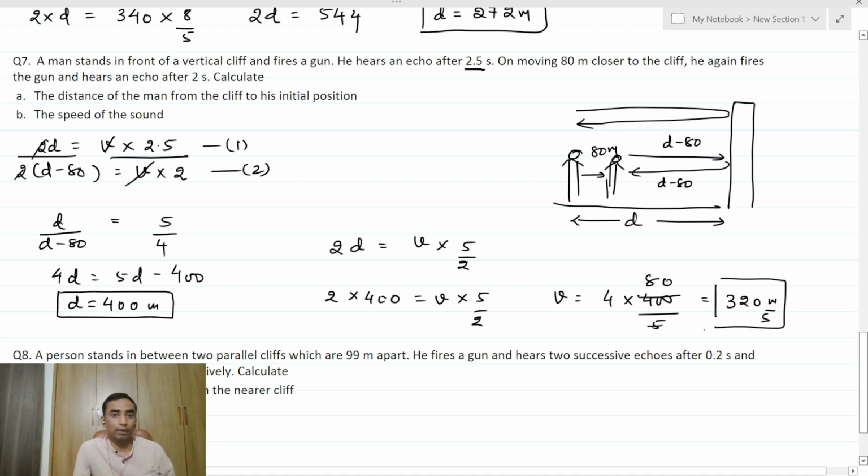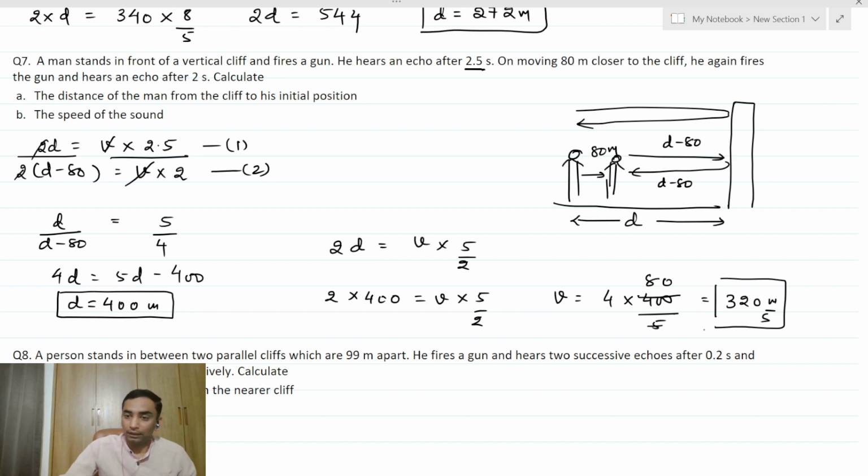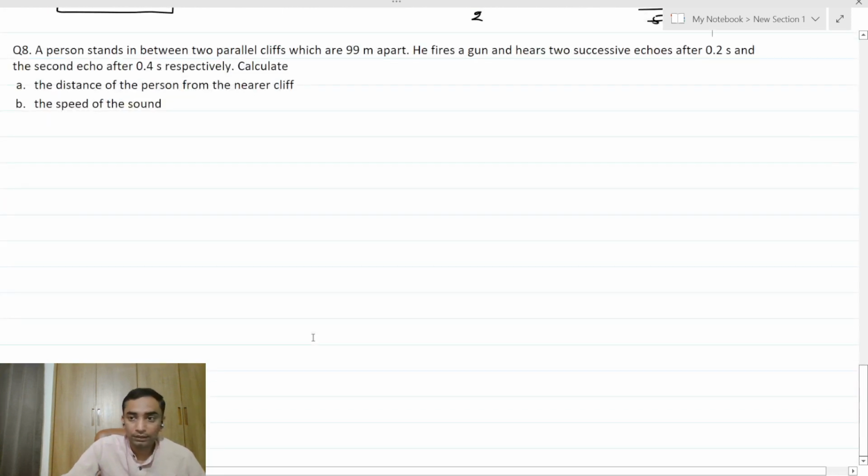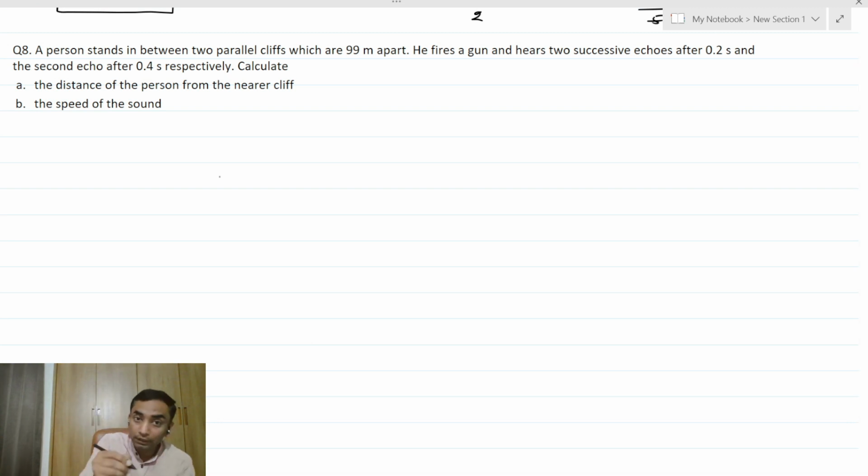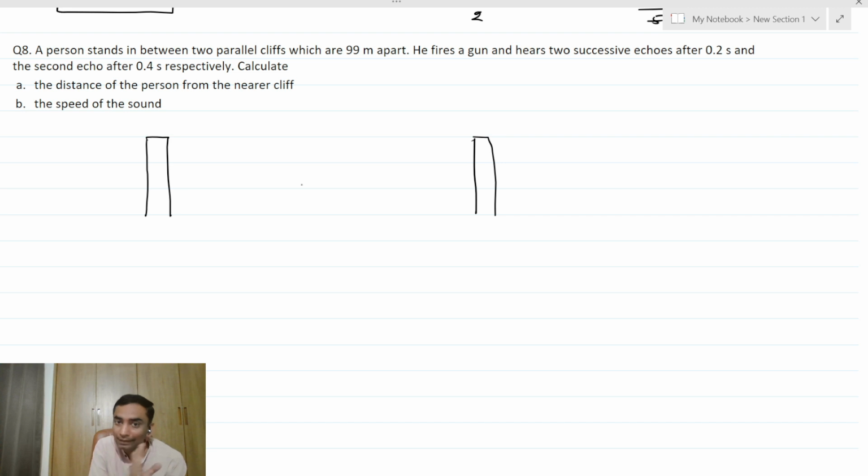Okay, so this is how the numericals are to be done. Now let us solve the last question. And I hope that these concepts might have helped you out. Again, a very good question. A person is standing between two parallel cliffs like this. These are the two cliffs, and the person is somewhere standing in between. That does not mean that he is exactly in between both the hills. And the distance between both the hills is 99 meters. It is given to you.